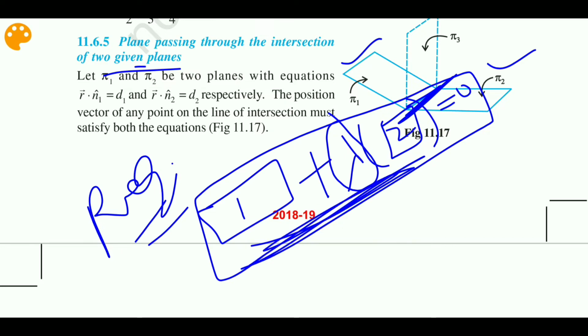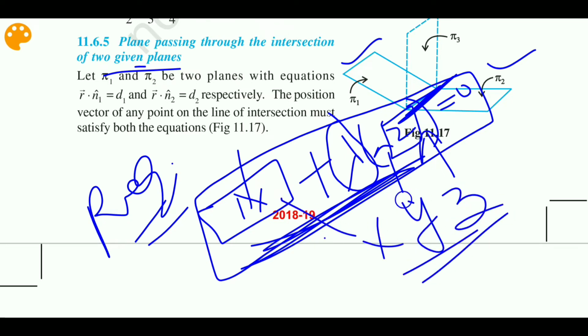For example, this point may be (1, 2, 3) as x, y, z, whatever the point is given. You just substitute the values of x, y and z, calculate the value of lambda from there, put it back into this equation, and get your answer.